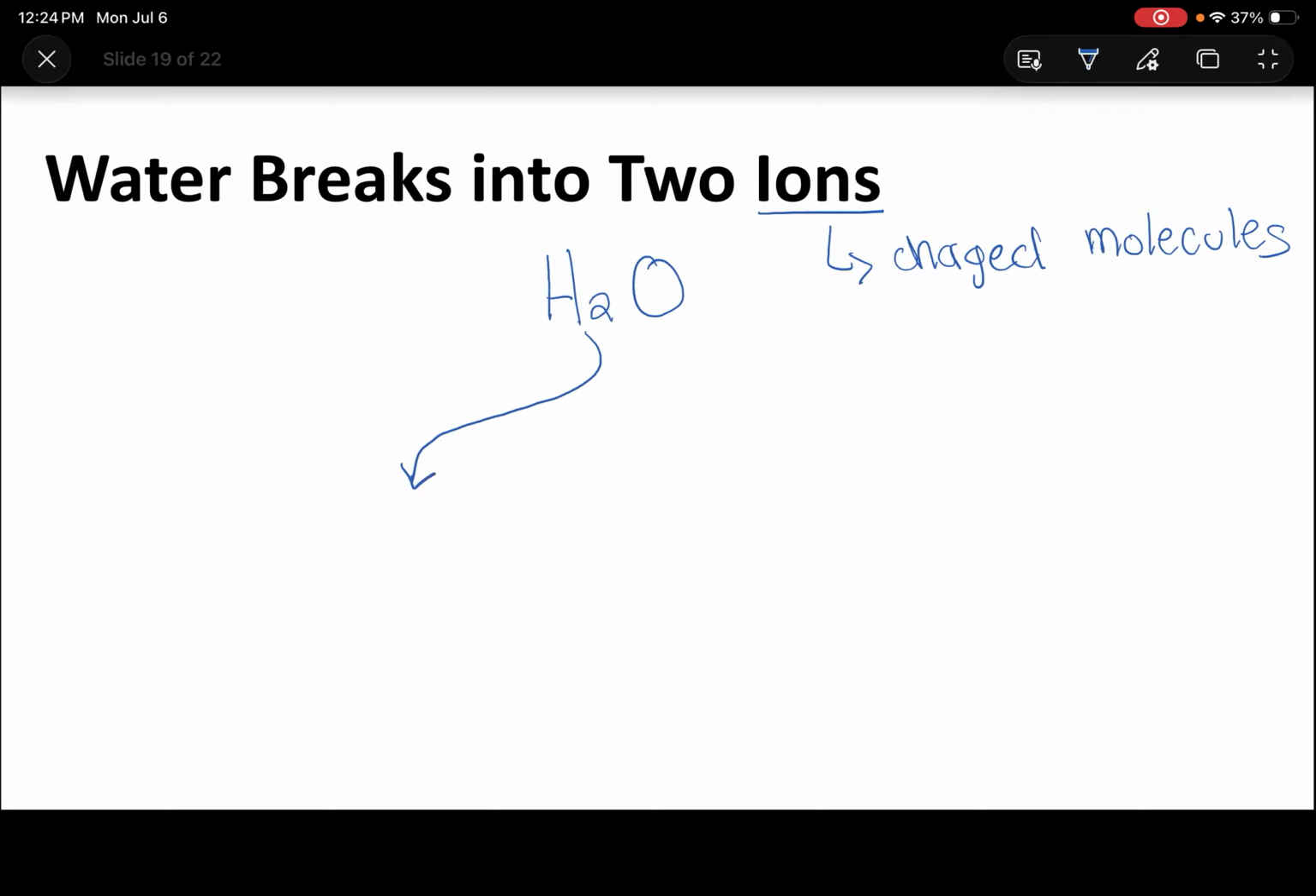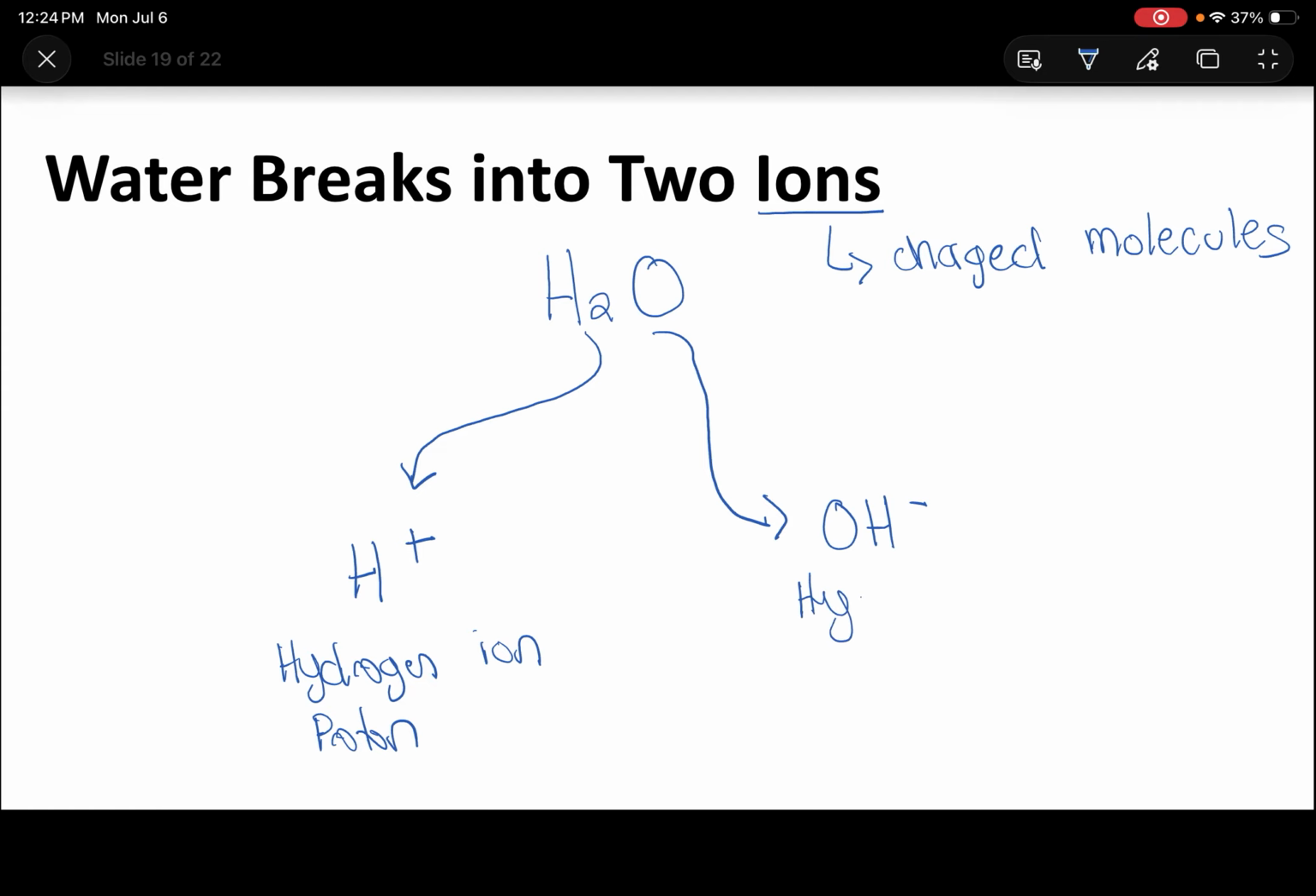It can split into a positively charged hydrogen ion, we often just call this a proton, and it splits into a negatively charged hydroxide ion. Okay, so this just happens naturally. Water can break into these two things, this hydrogen ion and this hydroxide ion.